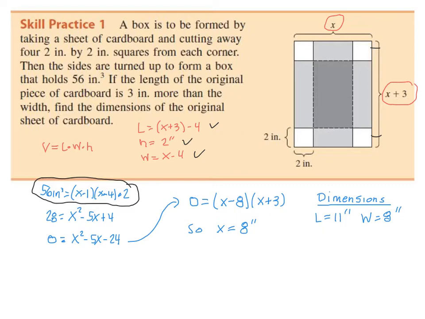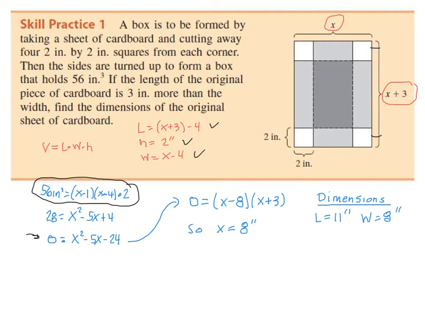So 56 inches is equal to x minus 1 times x minus 4 times 2. We divide the 2 out and we get 28 is equal to x squared minus 5x plus 4. We use the zero principle. And we have 0 is equal to x squared minus 5x minus 24.